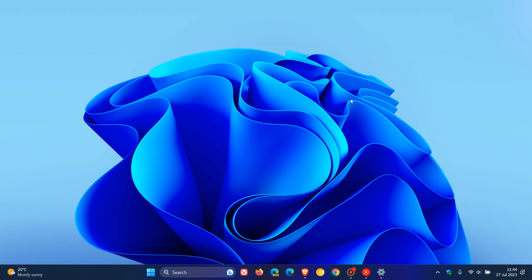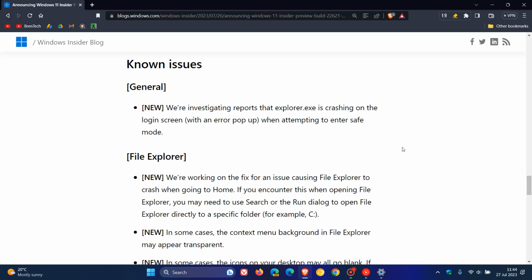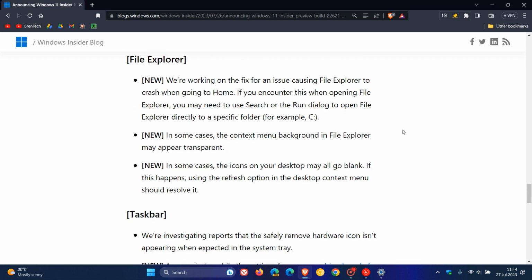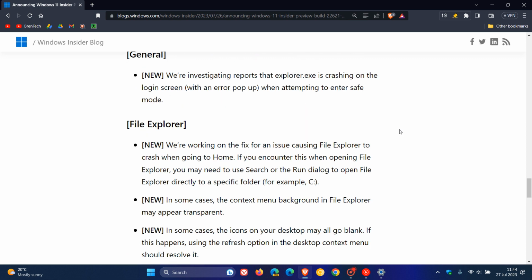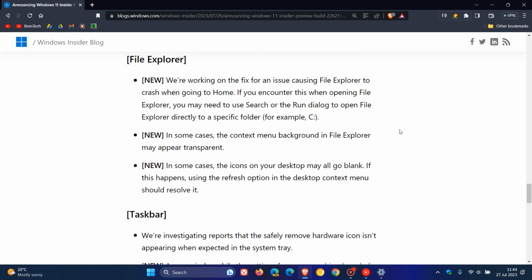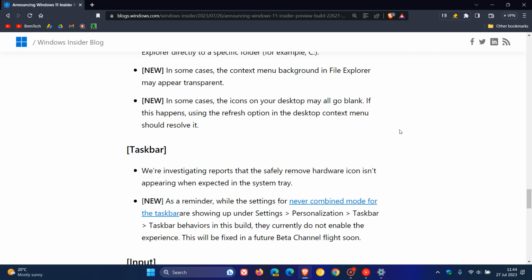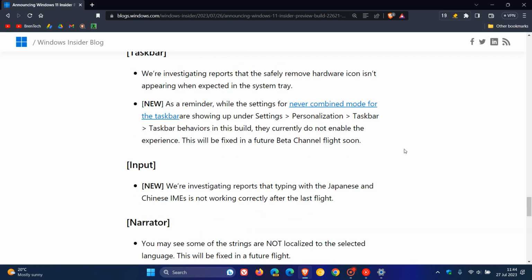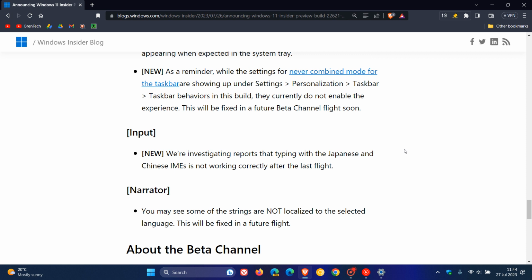And over and above the fixes, just to look at the known issues, because we are still dealing with a preview version. And obviously, we hope that Microsoft does sort these known issues out before they do roll out to the stable version over the next couple of months. So there we get a general known issue. Three new known issues for the File Explorer. For the taskbar, we get two new known issues, and then we get a new input known issue, and then there's a known issue for Narrator.